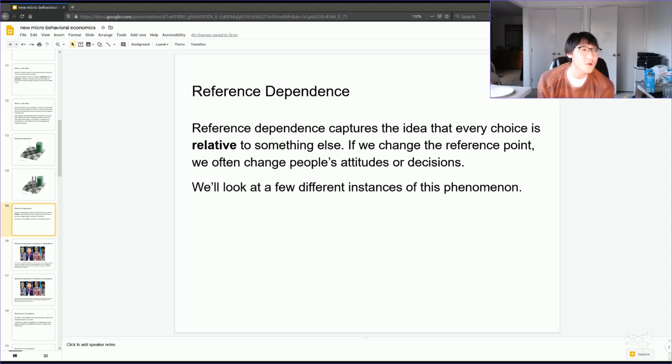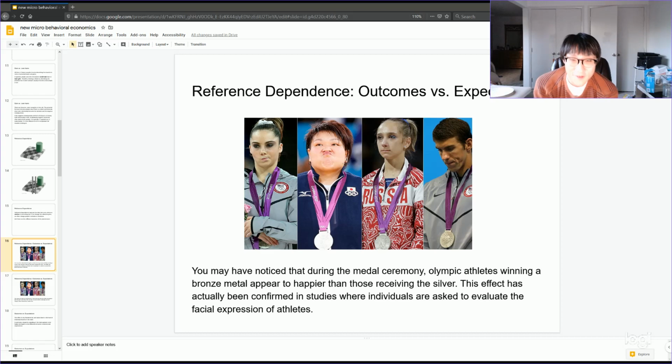Okay, so once again, we'll look at a few different examples of this phenomenon. Example number one: the Olympics are canceled, right? But we can think about a past Olympics. If you watched any of the past Olympic games, you may have noticed that during the medal ceremony, the athletes who are winning a bronze medal usually appear to be happier than those receiving the silver medal. Here are some pictures of athletes receiving the silver medal to prove this point. And this effect has actually been confirmed.